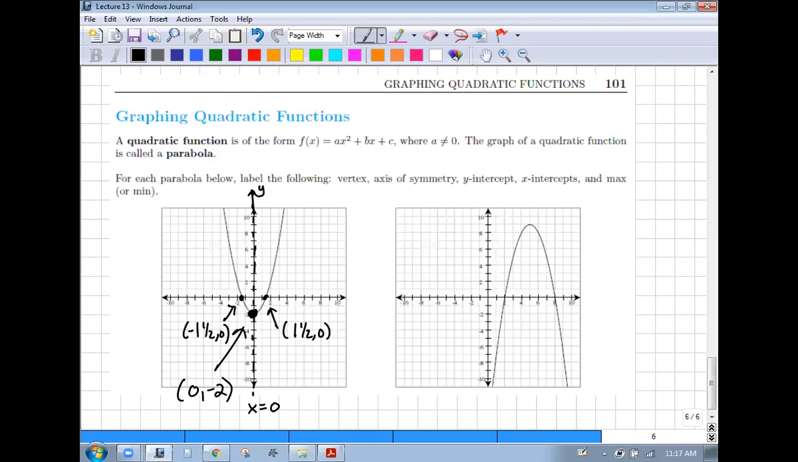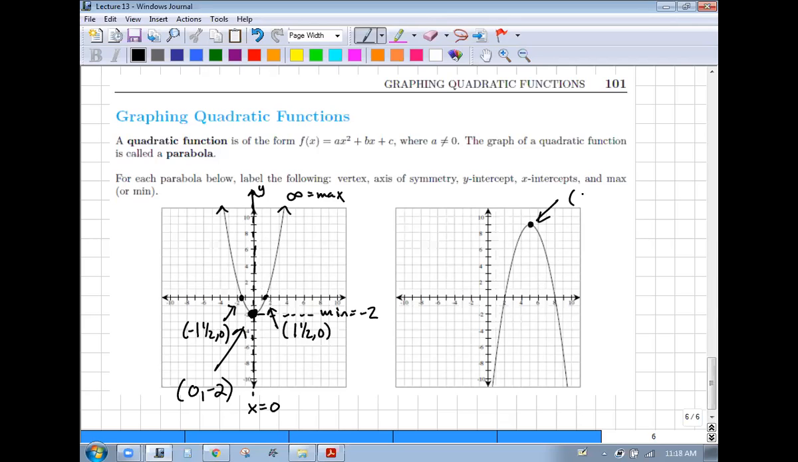The maximum or the minimum. All right. The maximum, this thing goes all the way up to infinity. So the maximum is infinity. The minimum value it takes is down here at -2. So the lowest it goes is -2. The highest it goes is infinity. So when we're talking about max or min, we're talking about the output, which is how far up or down it goes.